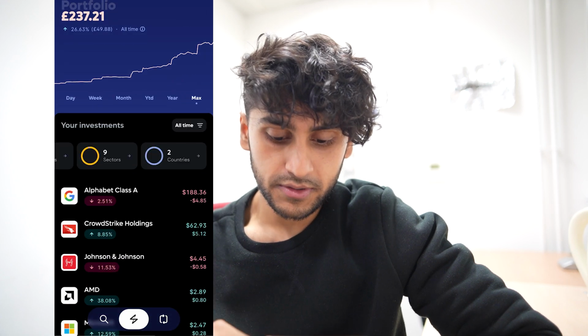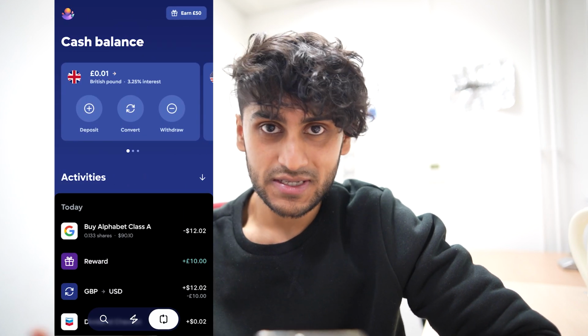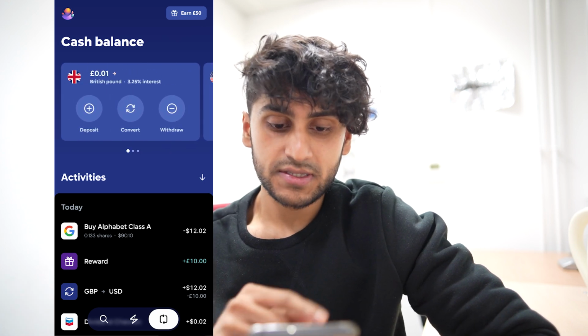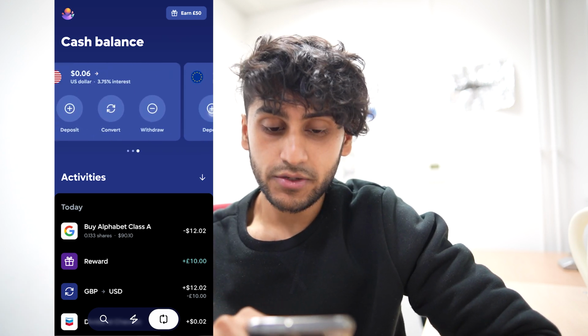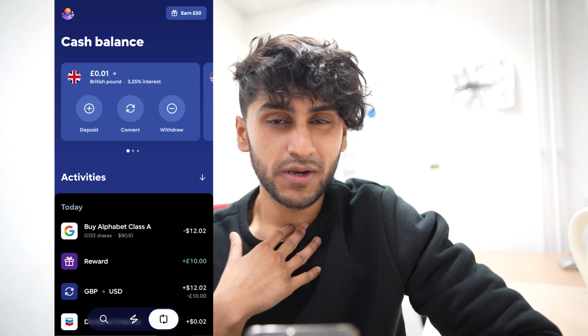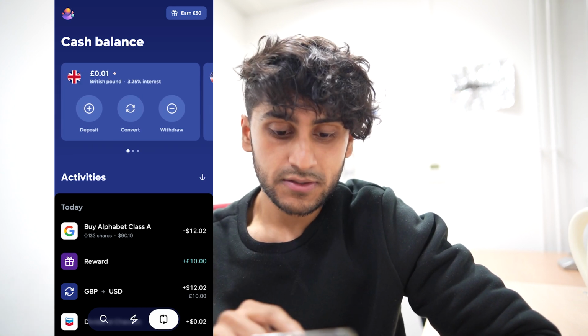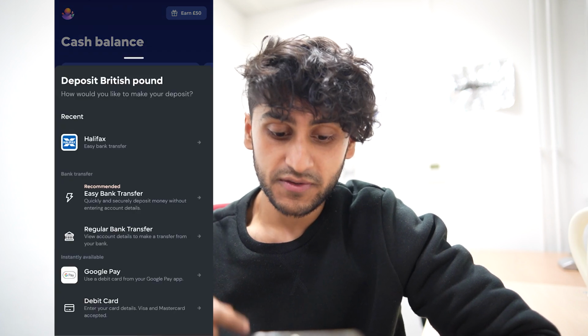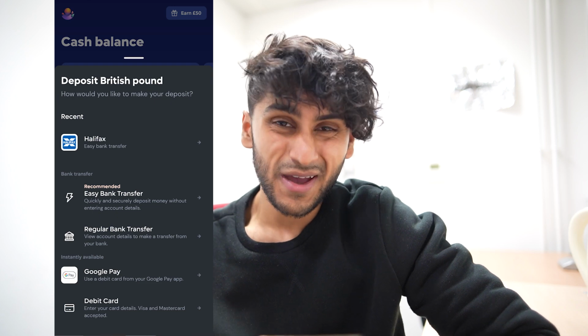So just before I show you my holdings, I want to show you how the cash balances and the cash stuff work in this investment app. So as you can see, you can hold 3 currencies, so pounds, dollars, and euros. For me, I live in the UK, so whenever I deposit, it's always going to be in pounds, so I can just press deposit, and what I really like is the instant bank transfer is very quick. There are other ways, however, they might incur some fees.